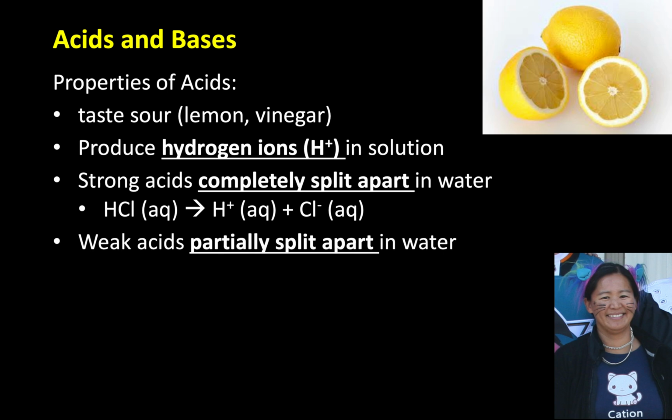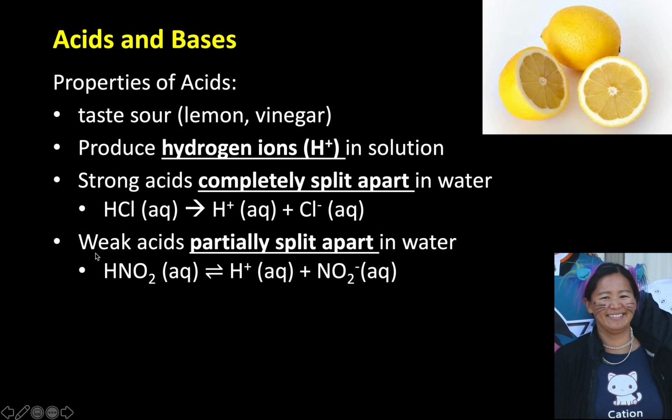Weak acids only partially split apart in water. So if you have something like nitrous acid, then only some of this compound will split up to make hydrogen and nitrite. Some of those hydrogen and nitrites will come back together to go backwards and form that HNO2 again. So that's what this arrow stands for.